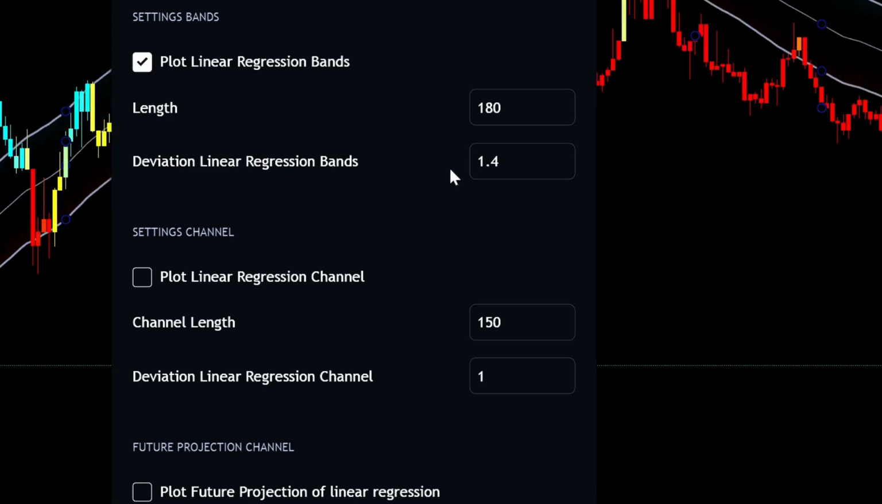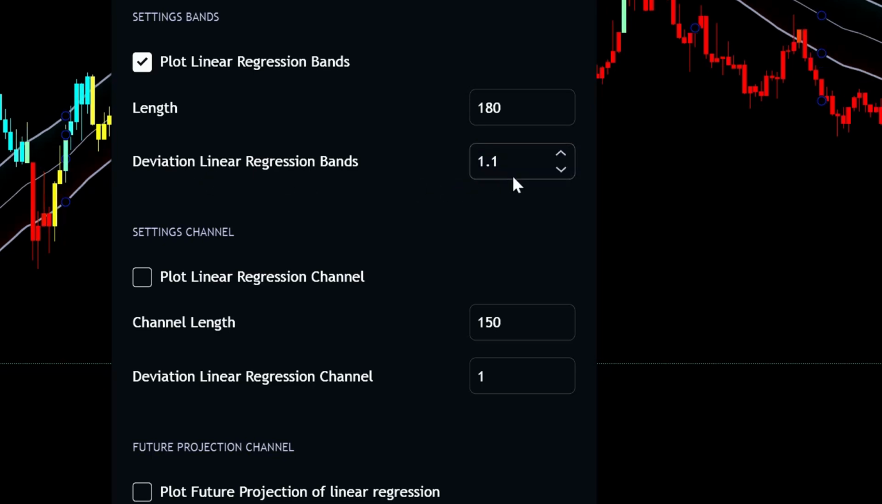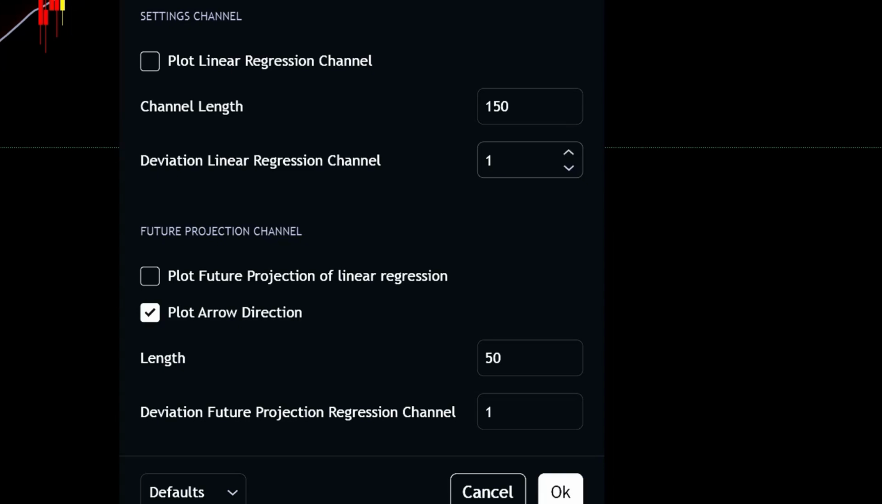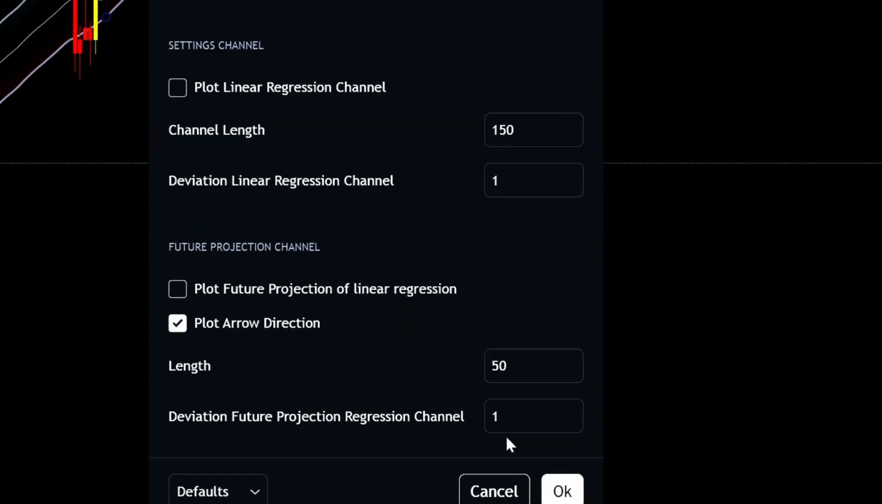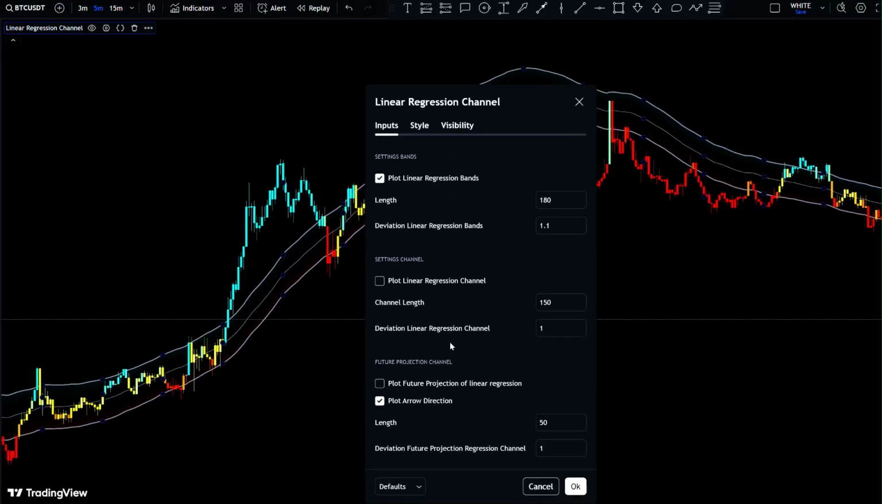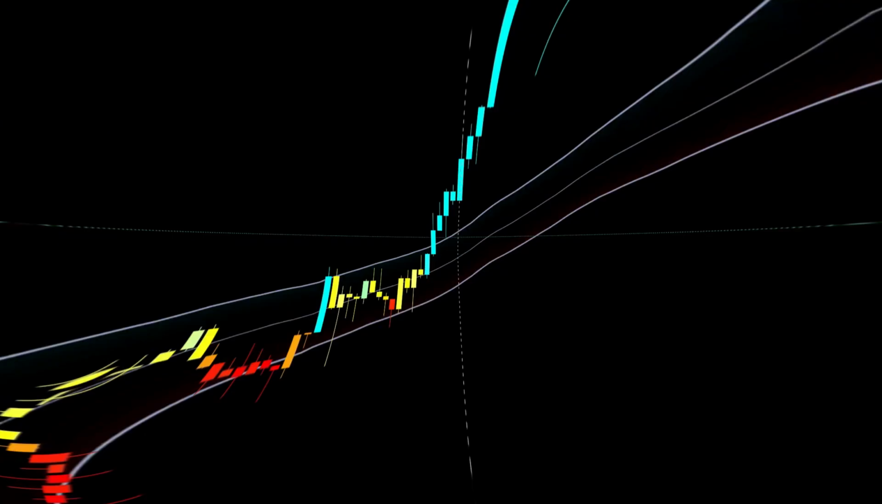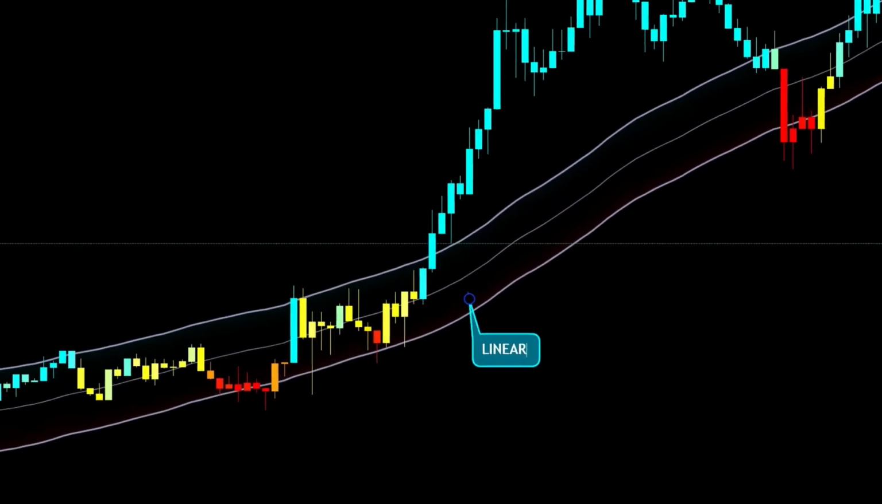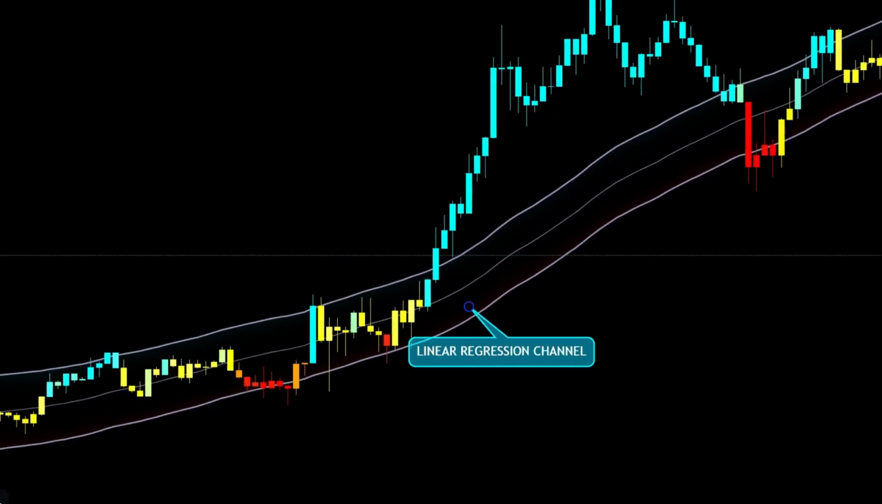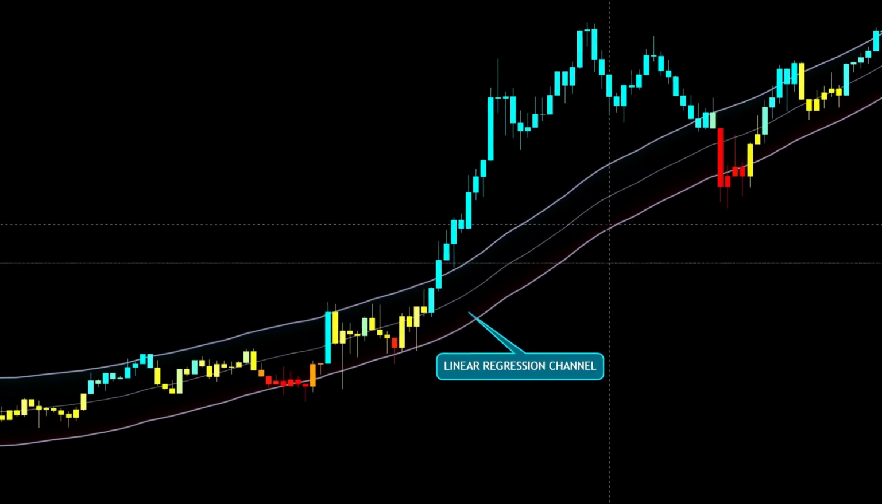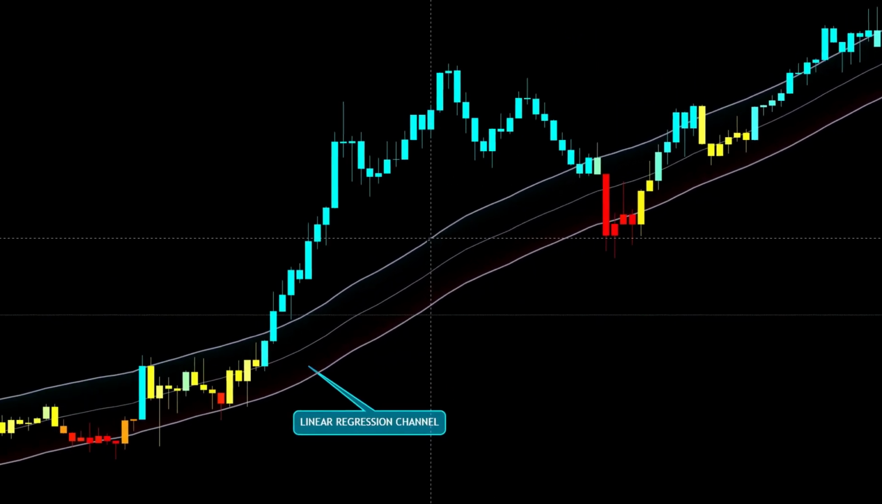And finally, we'll adjust the deviation. This controls the width of the channel. We want to set this to 1.1. This creates a channel that's just the right size for capturing the price action we're looking for. And that's it. No other changes are needed in the Inputs tab. And we don't need to mess with the Style tab at all for this strategy. Keep it simple. Okay, we've got our perfectly tuned linear regression channel on the chart. And remember, those lines above and below the midline are called the upper and lower bands of the channel.